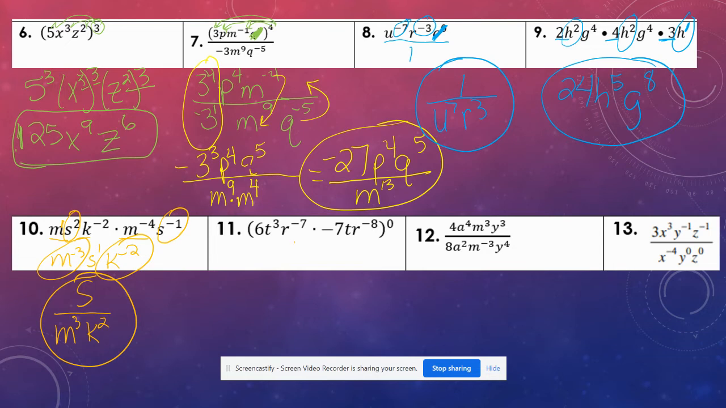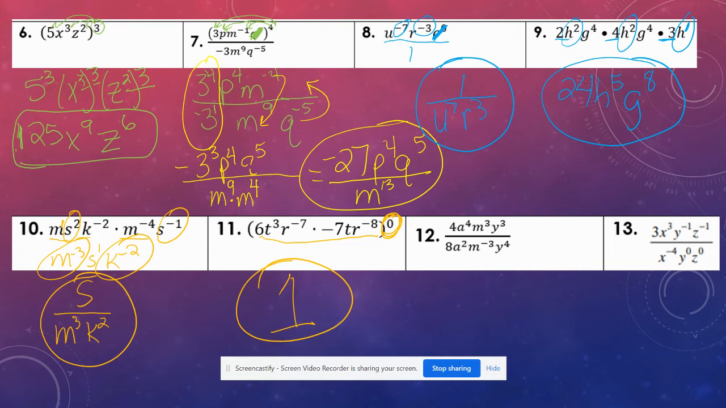For number 11, we have all of this stuff inside that we should combine, but I look on the outside of the parenthesis and I see there's a 0 power there. That 0 power applies to absolutely every single thing inside the parentheses, and so that answer is just a big old 1 using the 0 power property.